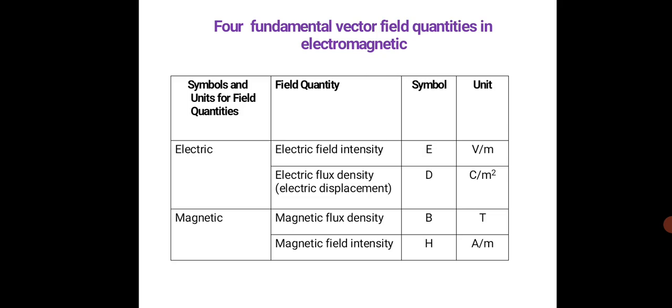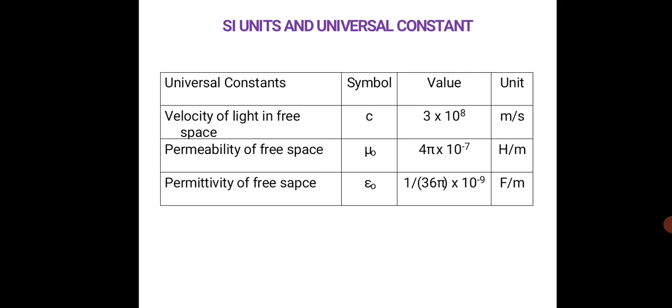Coming to the magnetostatic field or magnetic field, we are going to deal with two parameters: magnetic flux density, identified by B and measured in Tesla, and similarly the magnetic field intensity, denoted with the letter H, which is measured in ampere per meter. All these quantities, E, D, B and H, are vector quantities.